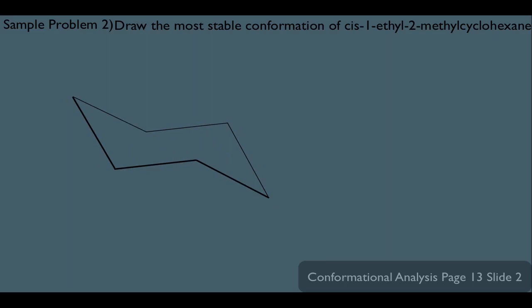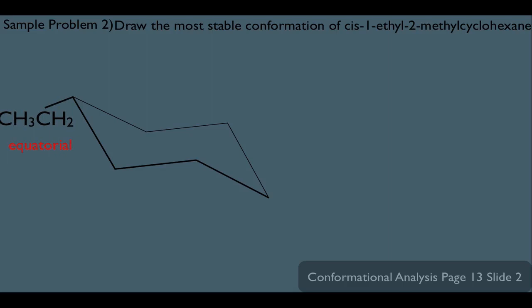Notice we have two substituents, an ethyl and a methyl. To get to the answer quicker, let's pick the bulkier substituent, which in this case would be the ethyl, because it has 2 carbons compared to methyl, which is only 1 carbon. And let's place it in the equatorial position.